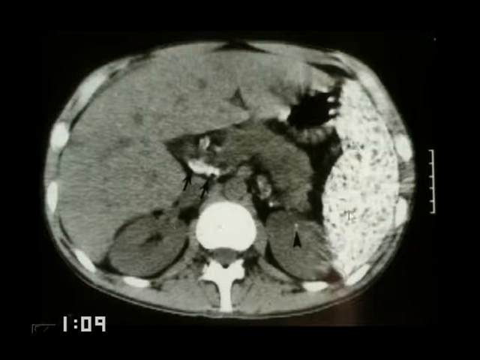And this is a patient with pneumocystis carinii involvement. I believe the patient had AIDS. And with pneumocystis carinii, there can be multiple organ involvement. There's nodal involvement, in this case, foci of calcification in the liver and the adrenal gland.